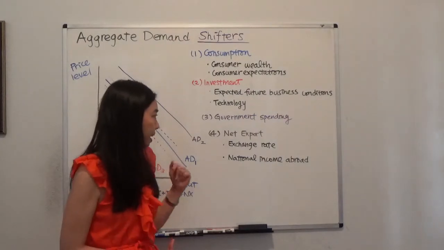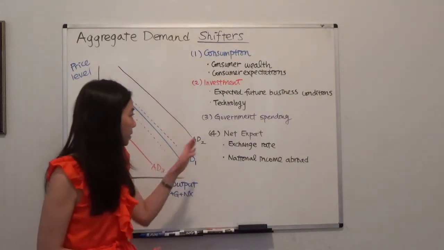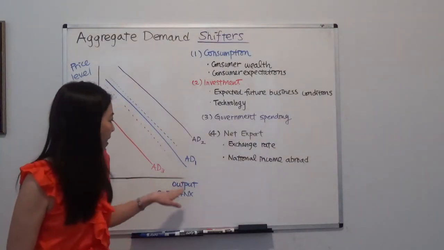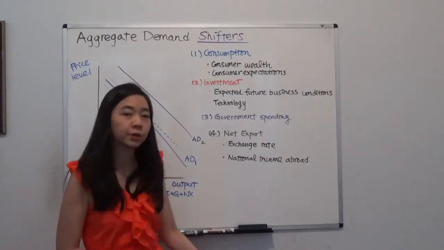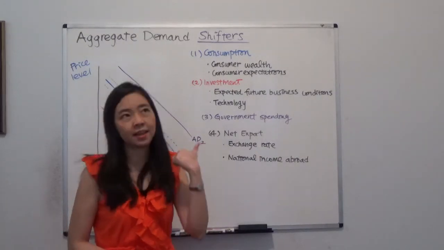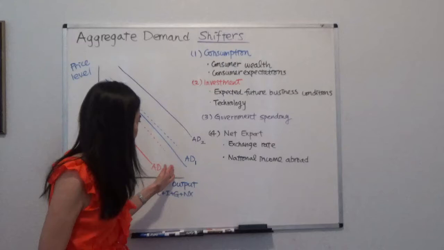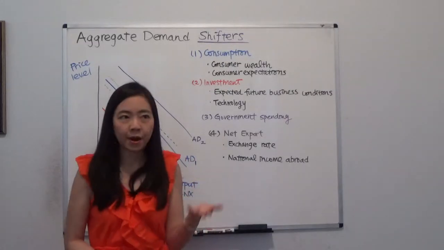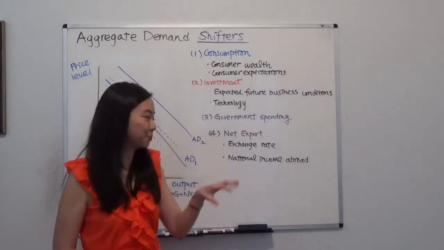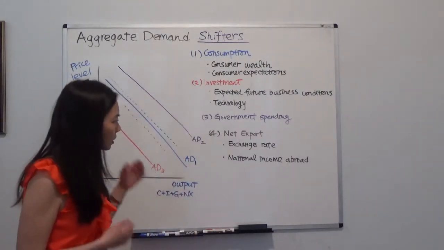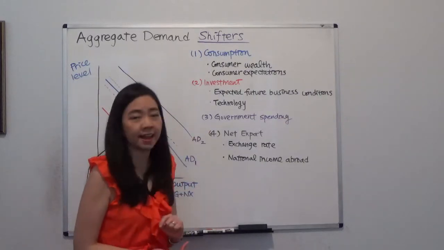And finally, net export. So we know that net export is a component of our aggregate demand. And therefore, if your net export increases, meaning our export goes up and import goes down, that is going to shift our aggregate demand curve to the right. And if our export goes down but import goes up, that is going to shift our aggregate demand curve to the left. So what would affect our net export?